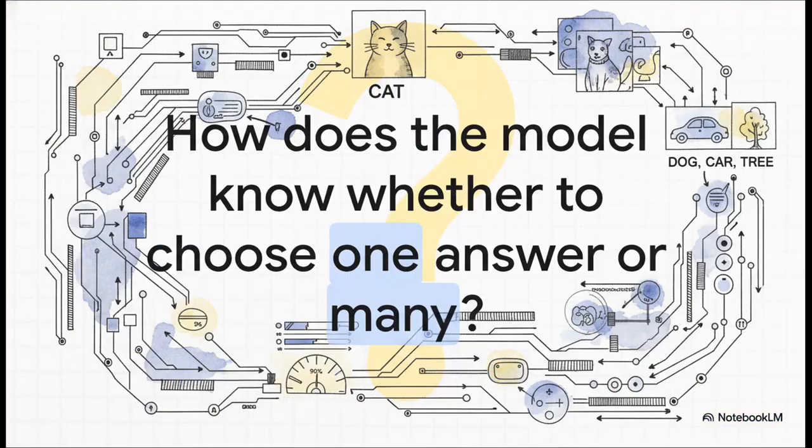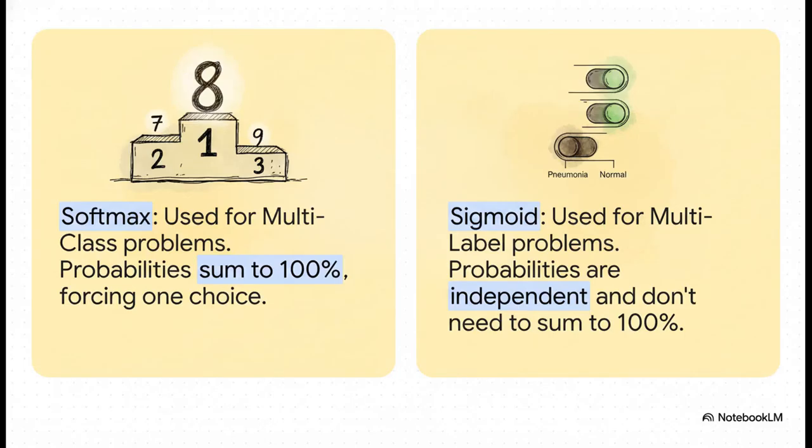How does it know what to do? Well, the answer lies in the very last step of the neural network. There's a special function that takes all the model's raw scores and turns them into probabilities we can actually understand. And believe me, the choice of which function to use is everything. And here they are, softmax and sigmoid.